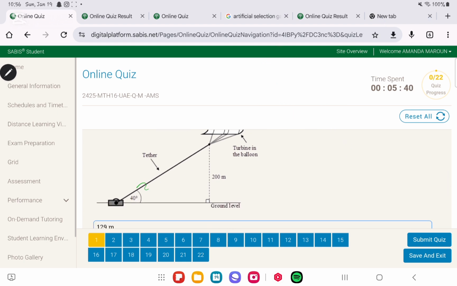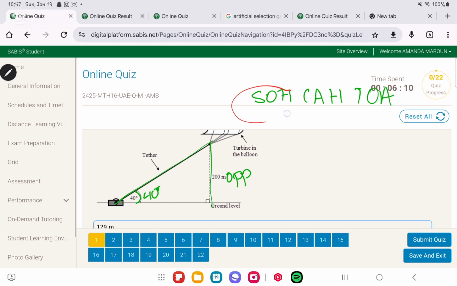Like here in this case, we are given that it's 40 degrees from the ground level. And we have what? We have the side opposite to it. And we need to find the hypotenuse. So very simply, by applying the SOHCAHTOA rule, okay, we know that sine of an angle is equal to opposite over hypotenuse. We have opposite and we need to find the hypotenuse and we have the angle. So very simply, sine 40 is equal to 200 over the tether length, or t.